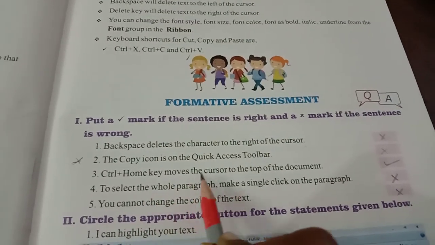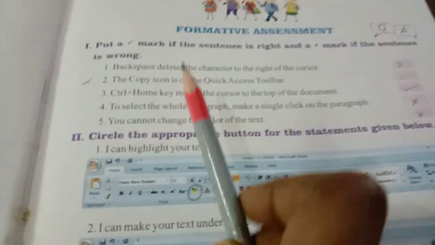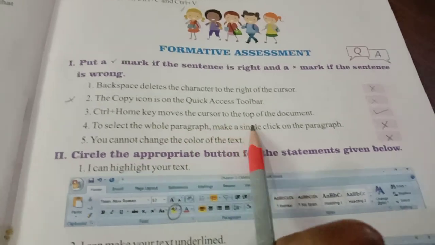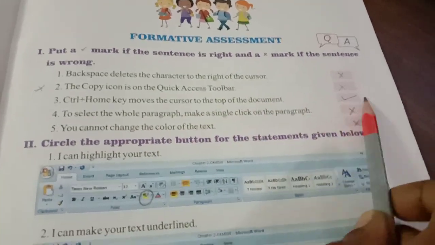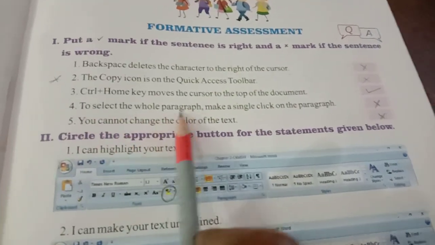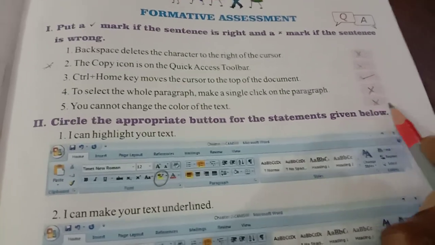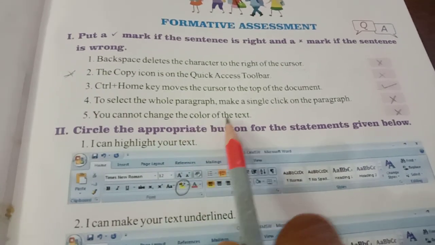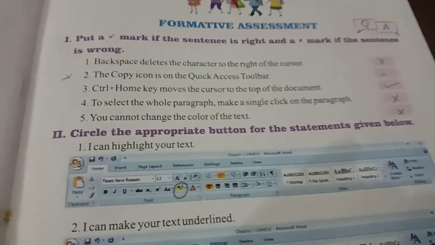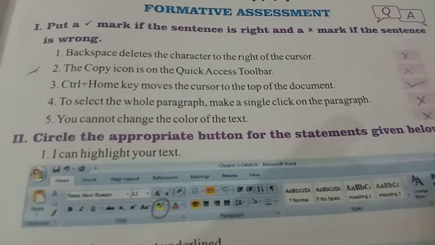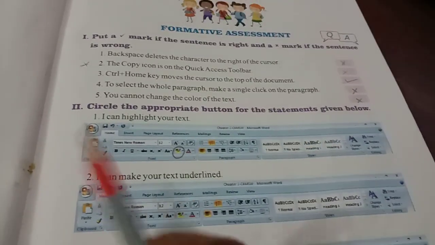Control plus Home key moves the cursor to the top of the document. True. To select the whole paragraph, make a single click on the paragraph. No, it is false. You cannot change the color of the text. No children, we can change the color of the text, so it is false.